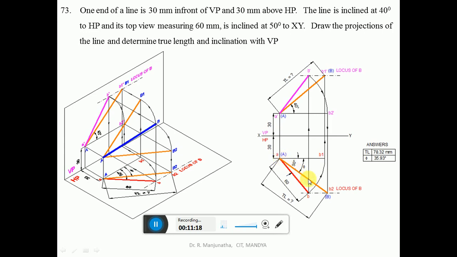Join AB2 a little bit thicker than the projector. Since it is parallel to HP, you are getting the true length here. You mark these points as capital A and capital B.